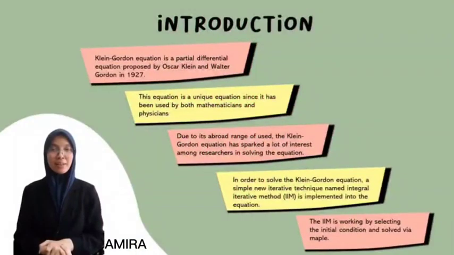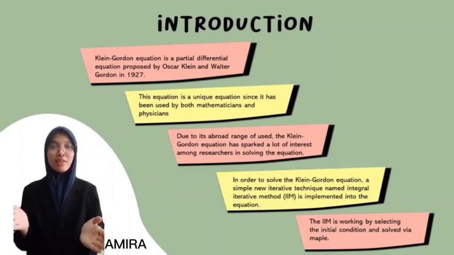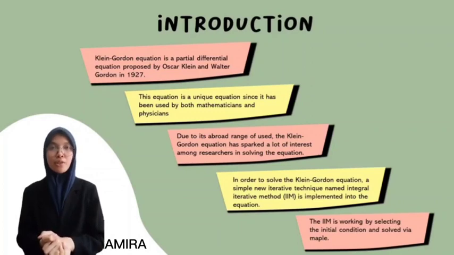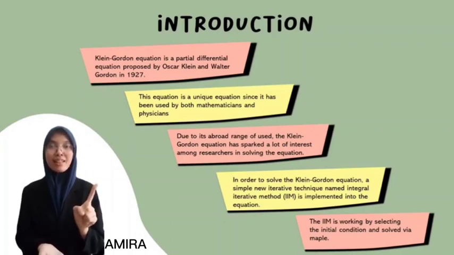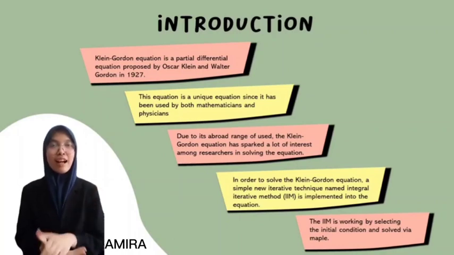The Klein-Gordon equation is a partial differential equation proposed by Oscar Klein and Walter Gordon in 1927. It is a unique equation since it has been used by both mathematicians and physicists. Due to its broad range of use, the Klein-Gordon equation has sparked a lot of interest among researchers in solving the equation. In order to solve the equation, a simple technique named Integral Iterative Method (IIM) is implemented. The IIM works by selecting the initial condition and solving it via Maple.